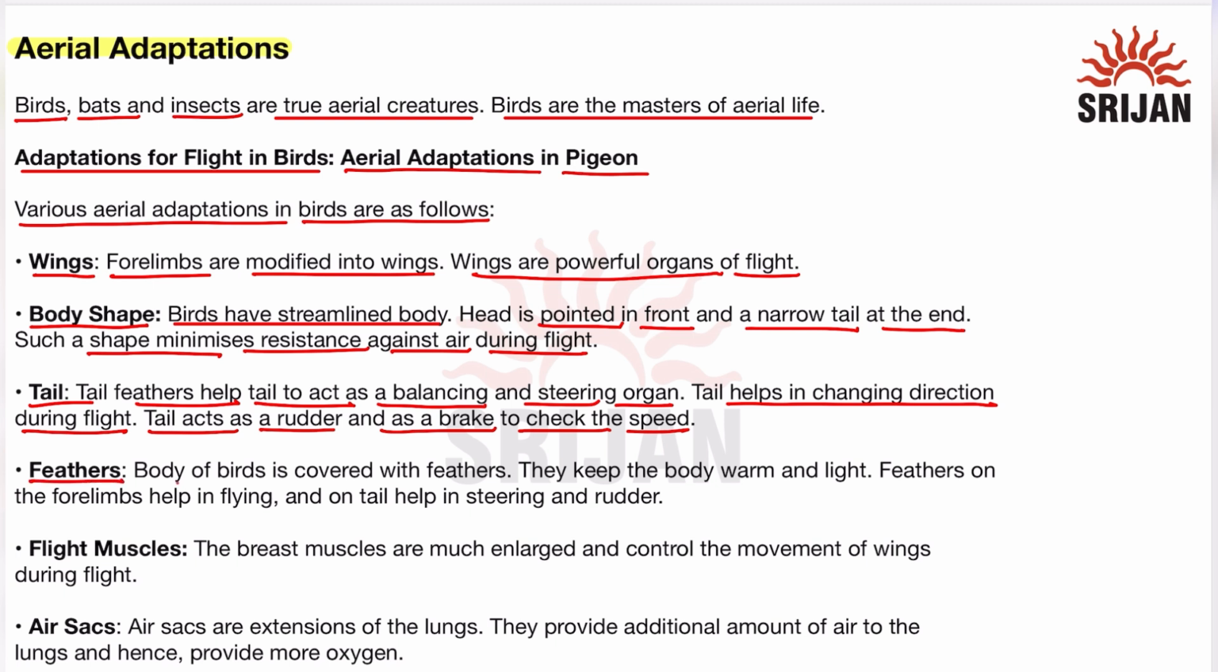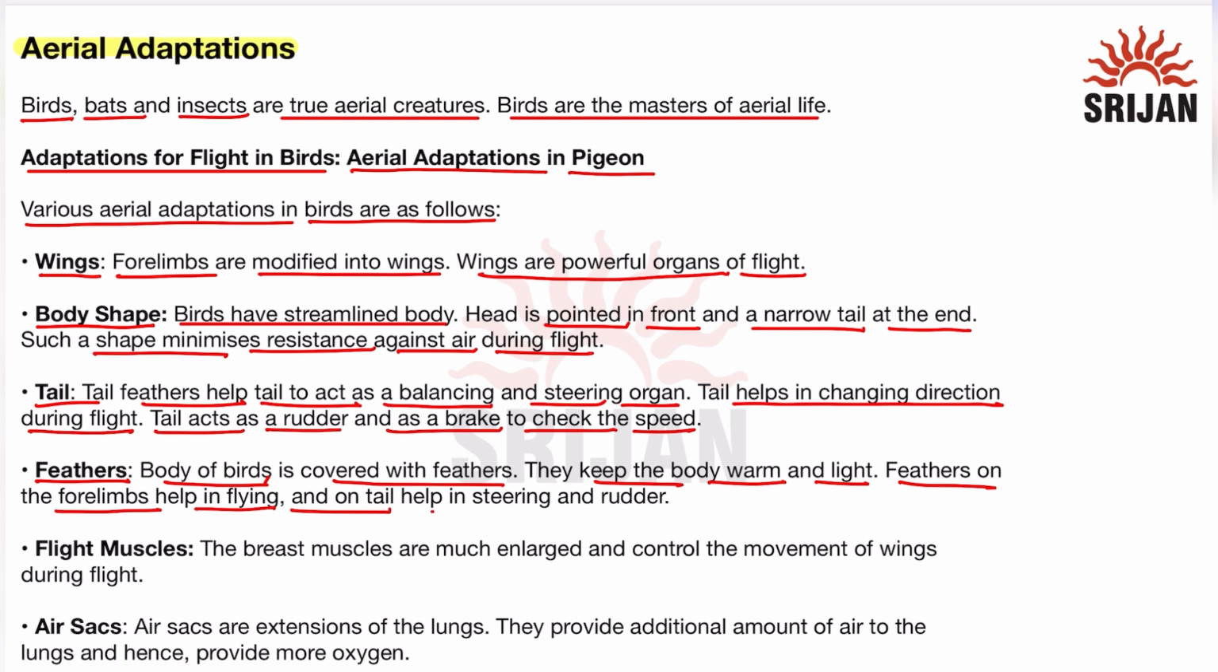Next is feathers. The body of bird is covered with feathers. They keep the body warm and light. Feathers on the forelimbs help in flying and on tail help in steering and rudder. So feathers on the forelimbs, they help in the flying of the bird, and on the tail they help to check the speed and they act as a steering.